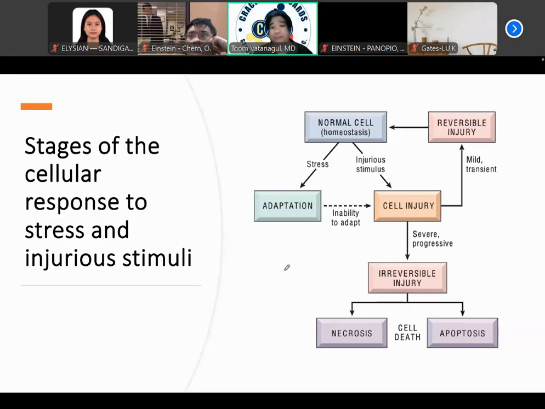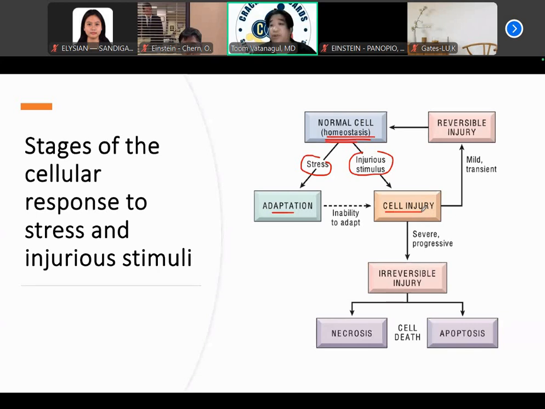So a cell, under normal circumstances, is at a state of homeostasis. Everything is balanced. However, when a cell is exposed either to stress or injurious stimuli, that cell can either adapt or that cell will be injured. Now, when that cell cannot adapt, that's where the cell injury comes in. And a cell injury can either be reversible or irreversible.